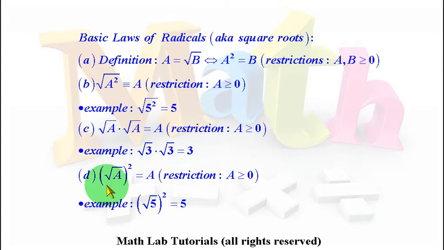D, when we have brackets, square root A all squared. Again, this is another cancellation law. When we have brackets, square root A all squared, that 2 cancels out the square root, and we get A itself. Again, this is only valid if A is greater than or equal to 0. The argument of the square root has to be greater than or equal to 0. Example, bracket square root 5, close bracket to the power 2 will always give you 5. Okay, so you can look at these examples carefully on your own. I'm going to go on to the next slide.